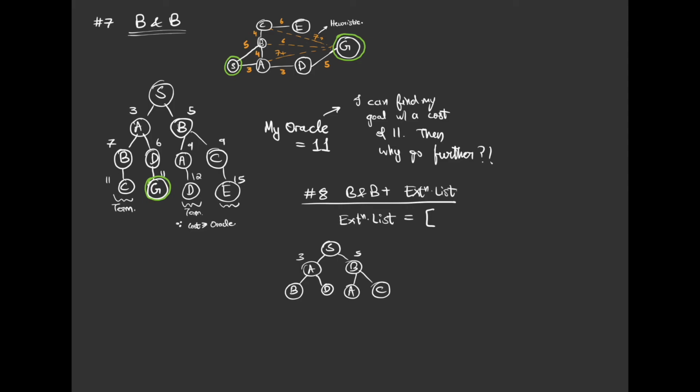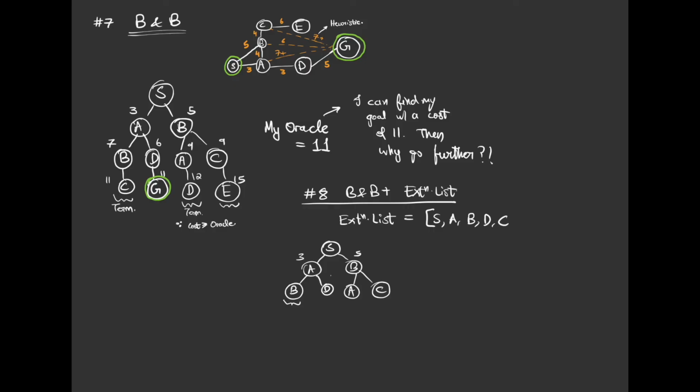Now, once you open S, you're going to write S here. Once you open A, you write A here. We open B, we write B here. Then we open D and C in that order. We write those also here. Now, when you look at the next node that we're supposed to open, we're not even going to consider B, because you've already extended B here. We're not even going to go through B at all.